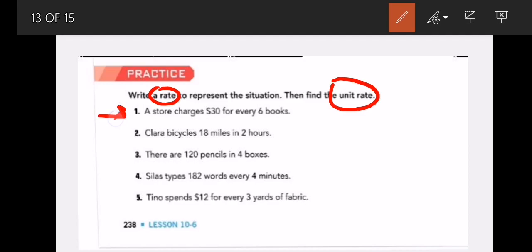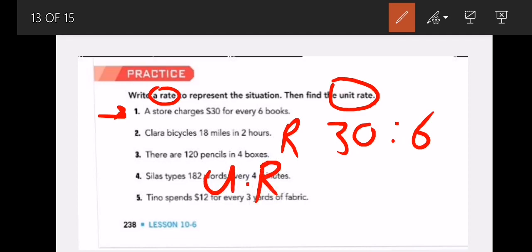Question number 1. A store charges $30 for every 6 books. What is the rate here? Yes, the rate is 30 to 6. I can use the colon, the word to, or the fraction form, any one to write it. This is my rate. Now I want the unit rate. How can I get the unit rate? Directly, the second number is 1, without thinking. What about the first number? 1 times 30 will give me 30. Then I will divide by 6. 30 divided by 6 will give me 5. So it's 5 to 1.